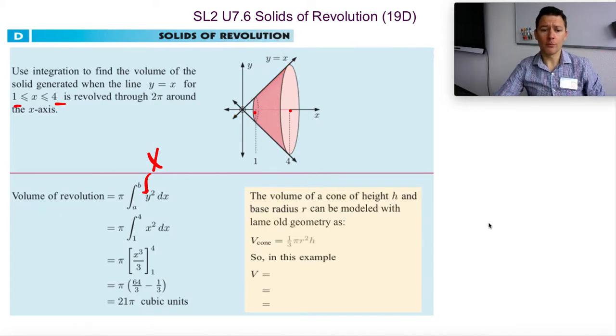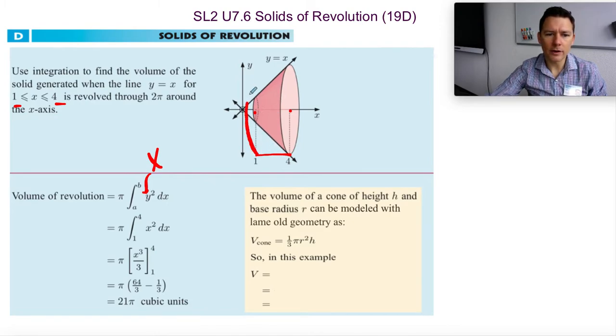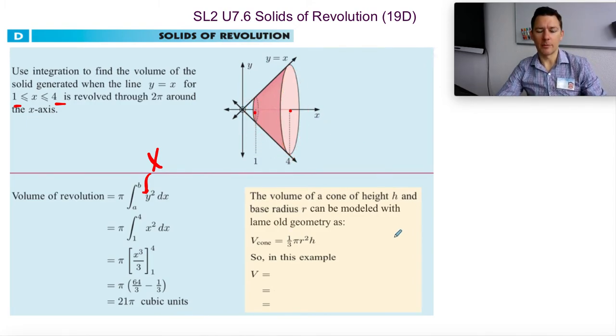You can do the same with the lame old geometry method, 1/3 pi r squared h. Essentially this means it's the same volume as if this were a cylinder, but it's a third of the size. It's a third of the volume. Yeah, you could pour 3 of these cones into this cylinder of the same size. That's where it comes from. There's a cool physical proof about how to do that.